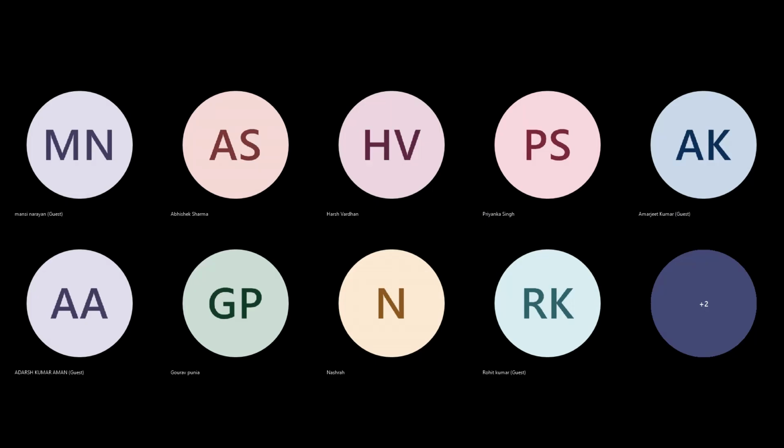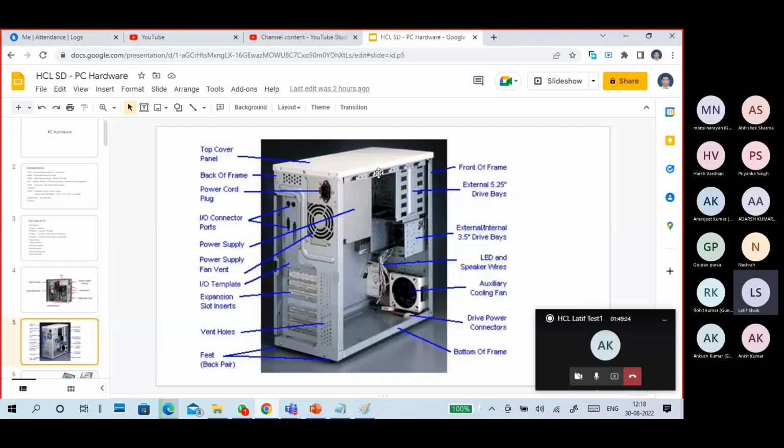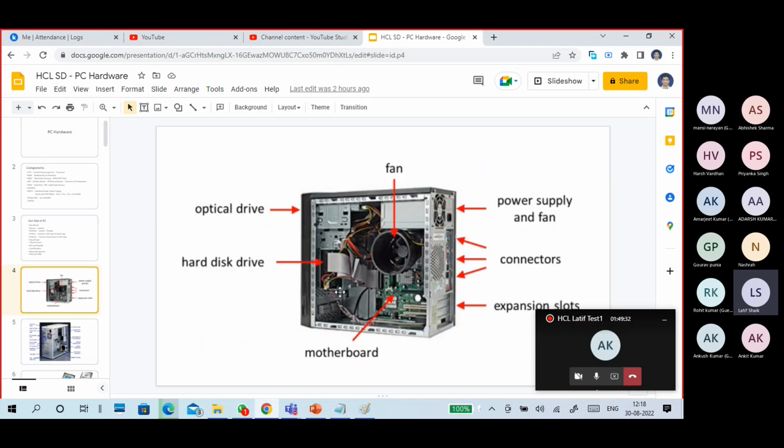Computer. This is a normal computer cabinet. This is the empty cabinet. Okay, so one or two components are there, but here it is an all-component cabinet. What is this?